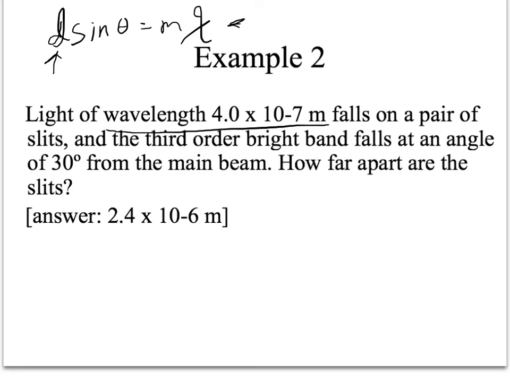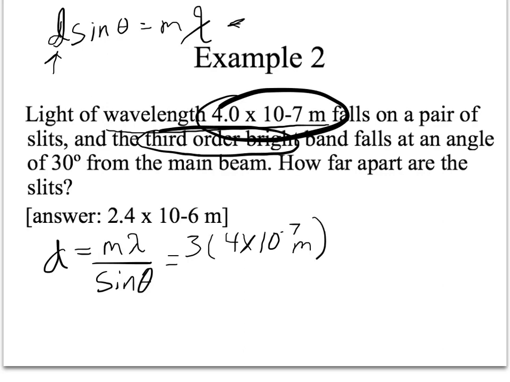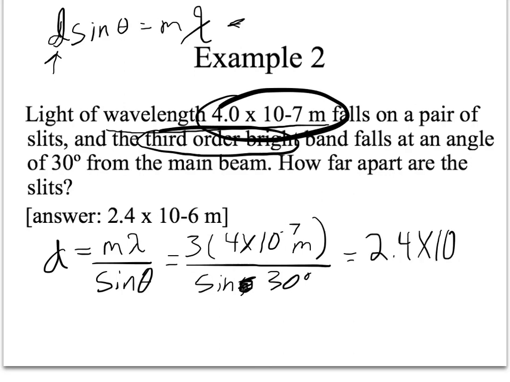So let's do this. We want d, so if I solve that equation by dividing by sine theta, I get d equals m lambda divided by sine theta. And if I plug in what I've got, I'm looking at the third order bright band, that's m equals 3, 3 times lambda, the wavelength of the light, 4 times 10 to the negative 7th meters, divided by the sine of 30 degrees. If you carry out that math, you get 2.4 times 10 to the negative 6 meters.